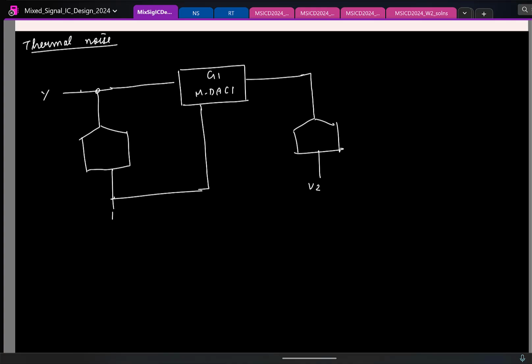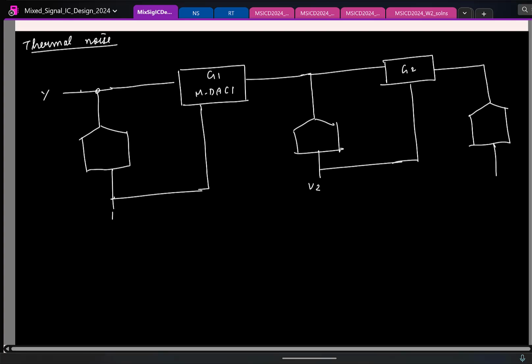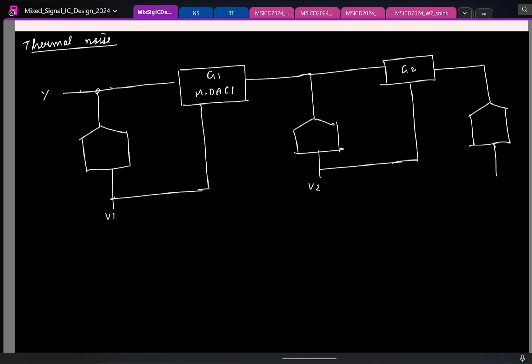Let's also draw one more stage. Let us say the second stage is also given to another MDAC. This has a gain of G2, and then you have the third ADC like this. Here, first of all, how will you reconstruct the final output from V1, V2, V3? V1 plus V2 by G1, plus V3 by G1 G2.